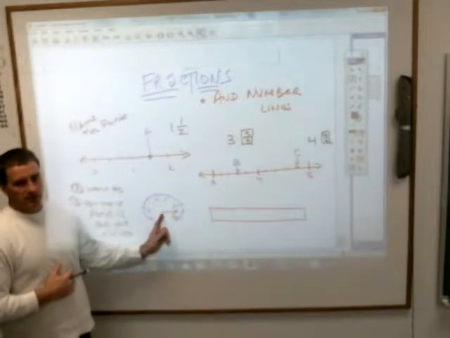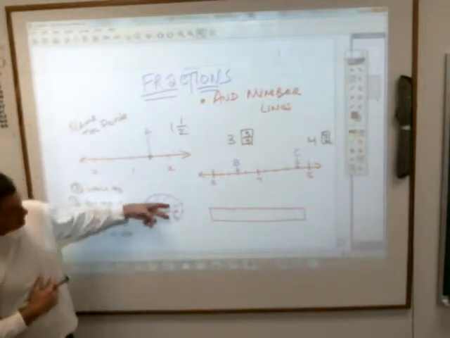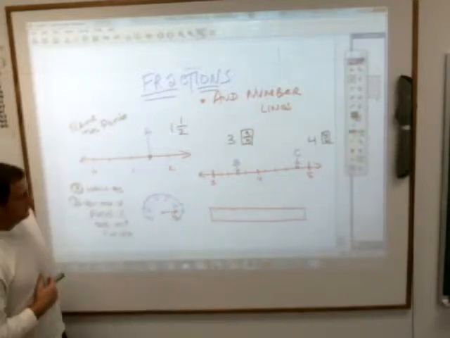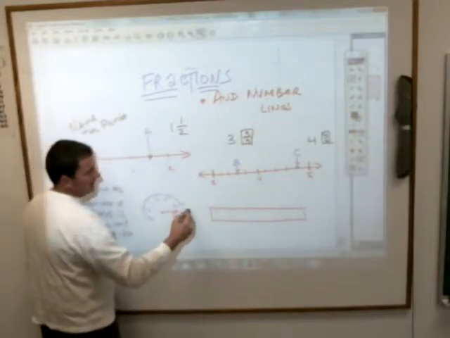What's the speed this car is driving here? Well, you know it's between, if you could read my numbers, it's between 50 and 60. Grace, it is 55. Looks like 55.